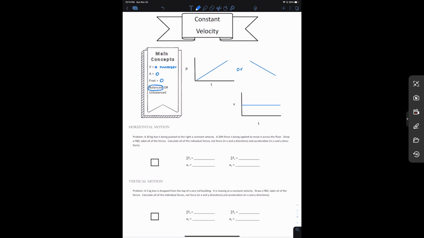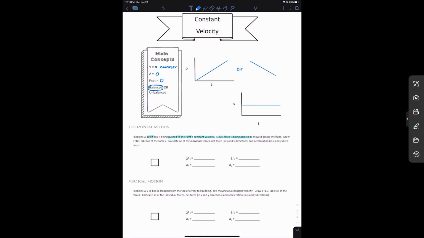All right, so let's look at our first problem here. We've got a 30 kilogram box being pushed to the right at a constant velocity. It says a 20 Newton force is being applied to move it across the floor. Draw your free body diagrams, label all your forces, calculate all the individual forces, the net forces, accelerations, etc.